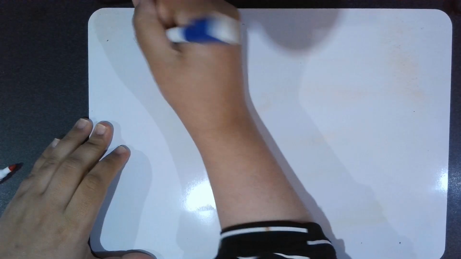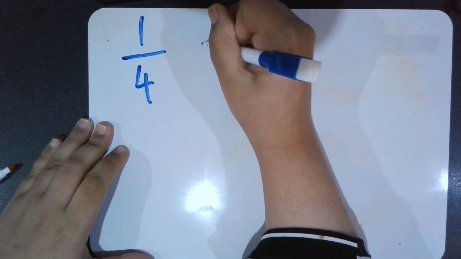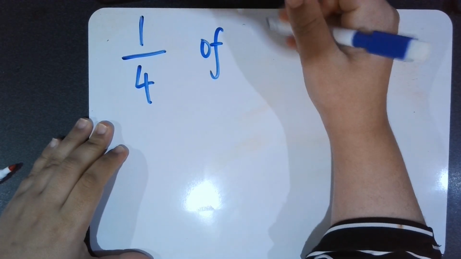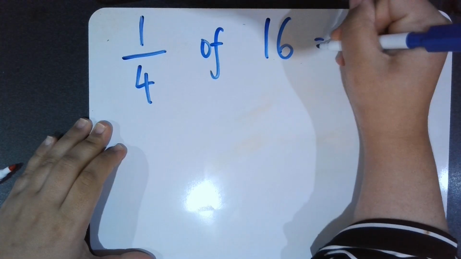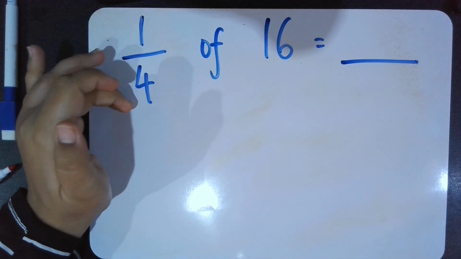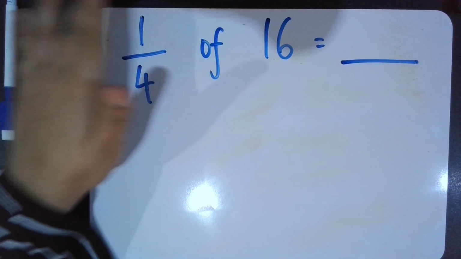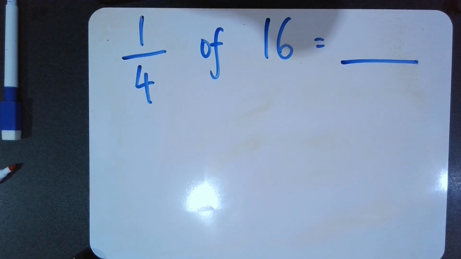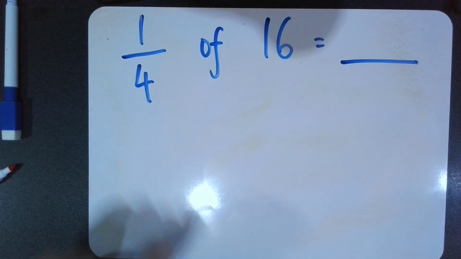Let's do another one. This time, I want to find a quarter of 16. Remember, when your numerator is 1 and your denominator is 4, that's the same as saying a quarter. I want to find a quarter of 16. Luckily for me, my steps stay the exact same.